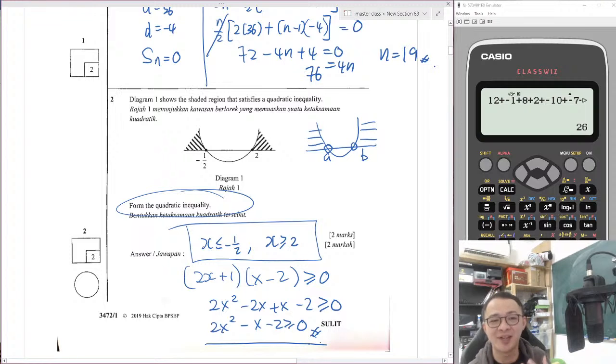I believe this one is the final answer, isn't it? If anyone has the answer, you can help me check it. Unless I make any careless mistake again, I believe this one should be the answer here.